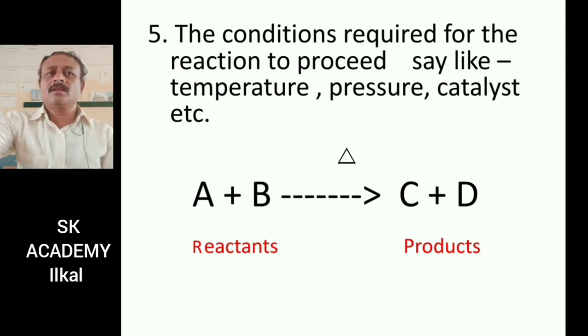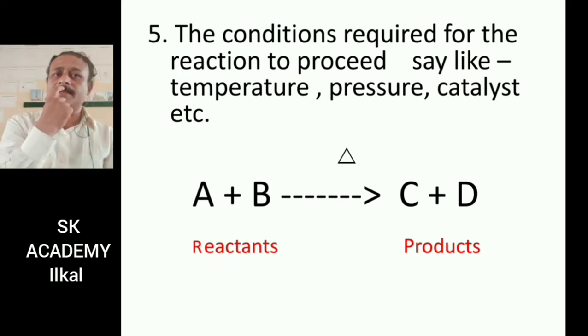By adding a catalyst, it increases the speed of the chemical reaction. So, a catalyst is one which increases the rate of a chemical reaction. If these conditions are there, we have to mention them above the arrow mark. If you are using 200 pressure, you have to write 200 atm, atmospheric pressure, right.